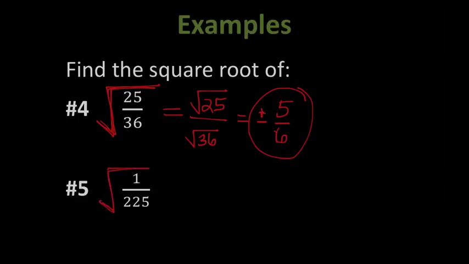Number 5, square root of 1 over 225. Now you don't need to rewrite it this way, but some people find it easier to break everything down. We get 1 over 15. Positive, negative. Okay, we're going to go ahead and stop here and work on some practice.